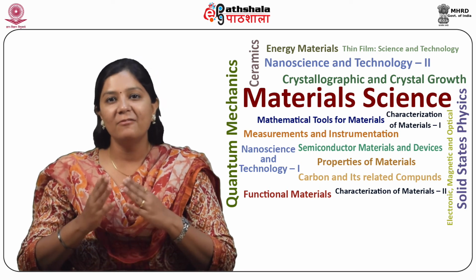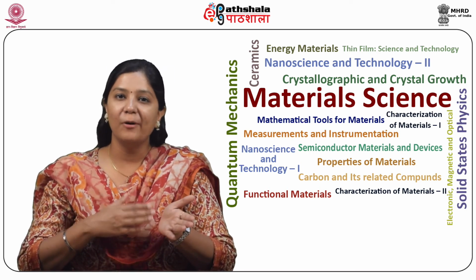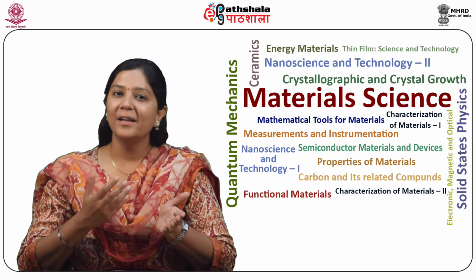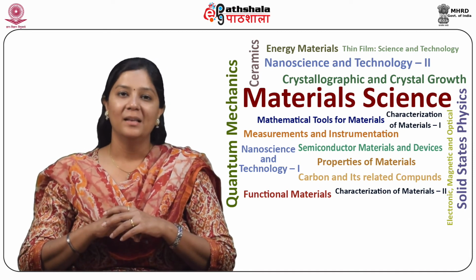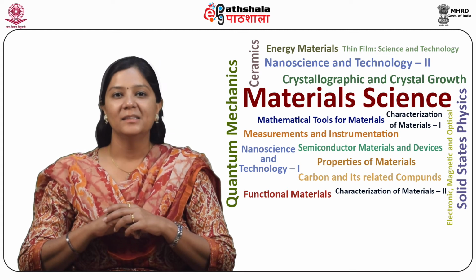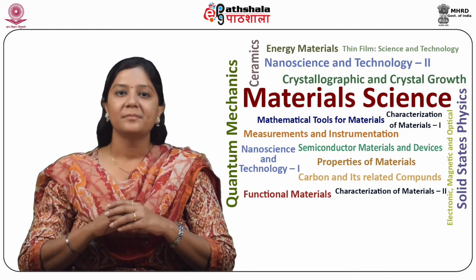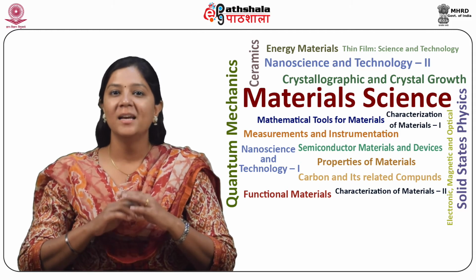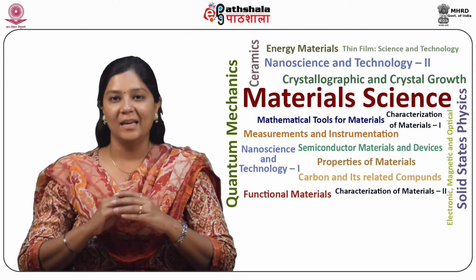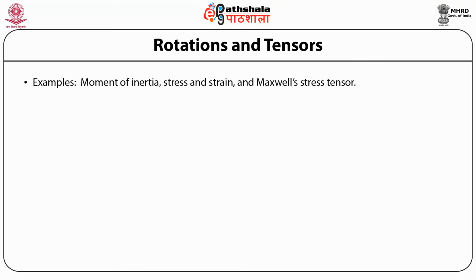Any set of 9 physical quantities which transform in the following way under rotation is said to be a tensor of rank 2: Tij dash equals aik ajl Tkl. Moment of inertia, stress and strain, and Maxwell's stress tensor are all examples of tensors of rank 2.